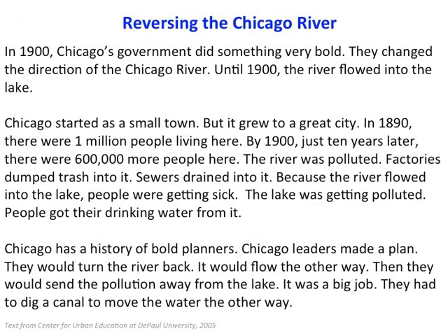The river was polluted. Factories dumped trash into it, sewers drained into it. Because the river flowed into the lake, people were getting sick. The lake was getting polluted. People got their drinking water from it. Chicago has a history of bold planners. Chicago leaders made a plan. They would turn the river back. It would flow the other way. Then they would send the pollution away from the lake. It was a big job. They had to dig a canal to move the water the other way.